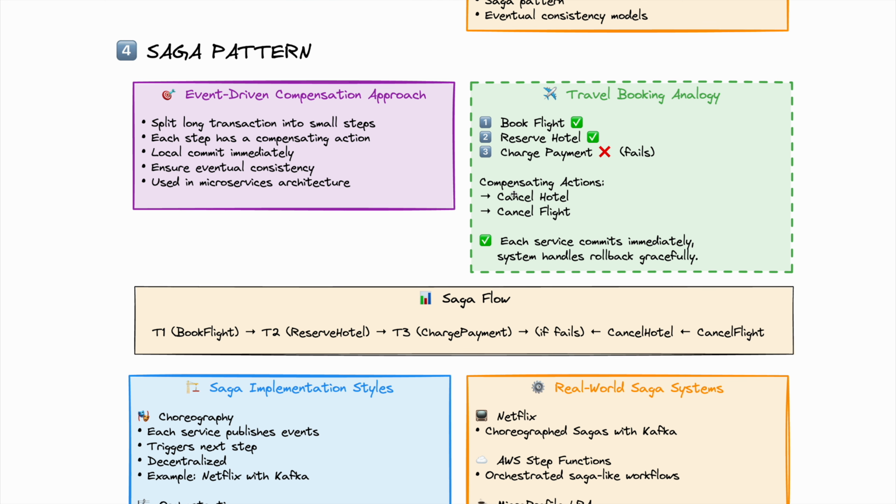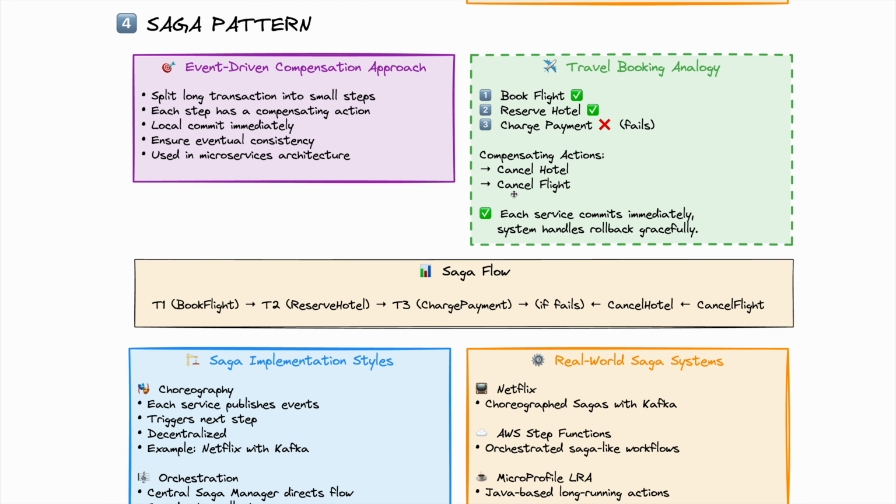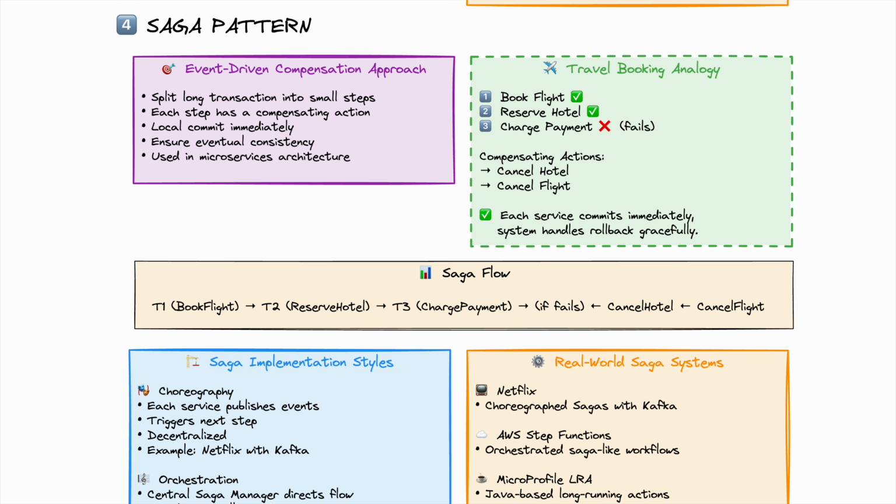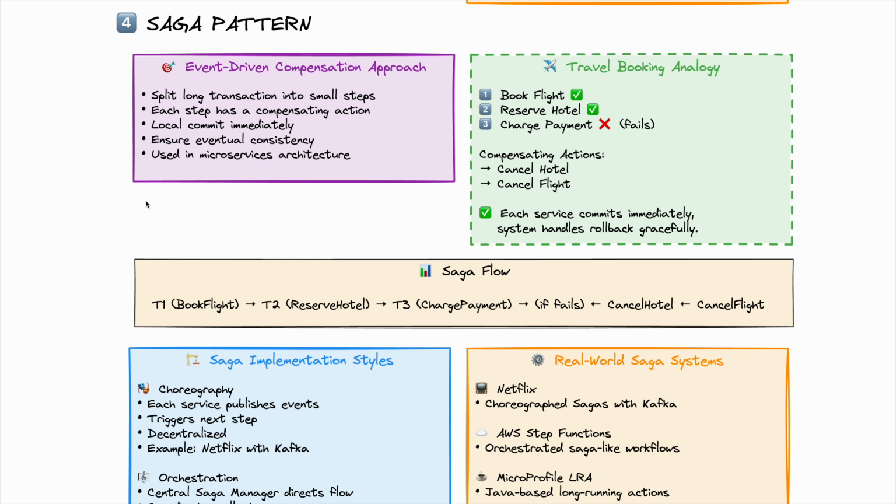Now let's go to another pattern that is completely different from the 2PC and the 3PC: the Saga pattern. In the Saga pattern, we have a so-called event-driven compensation approach. What does that mean? It means that we are splitting a long transaction into small steps. Each step has its own compensating action. We locally commit each part, and then we ensure eventual consistency, and it's mainly used in the microservices architecture.